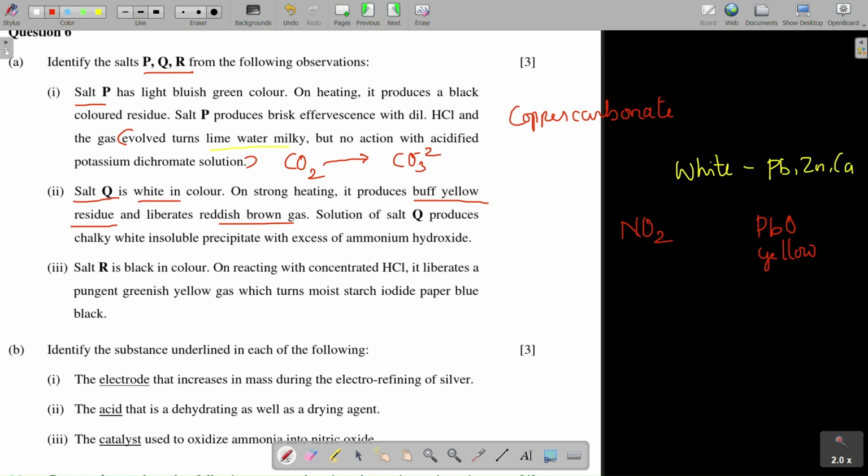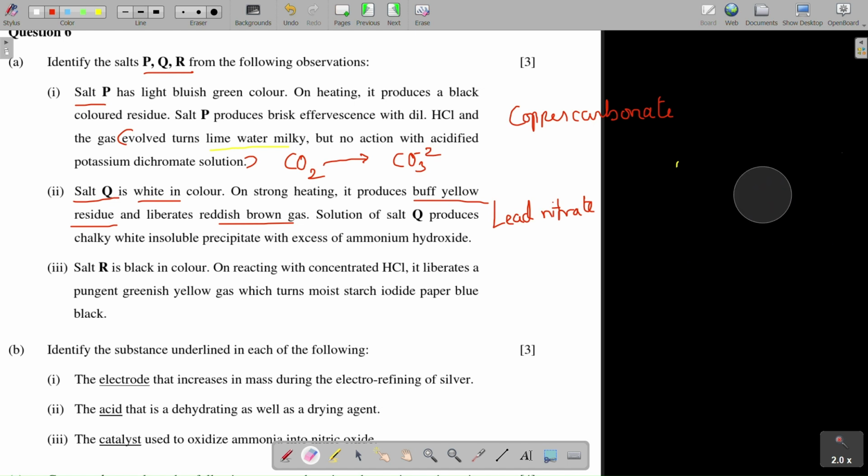So if it is giving NO2, the reddish brown gas, and also if you see here, salt Q produces a chalky white insoluble precipitate with excess ammonium hydroxide. Even in excess ammonia it is not soluble, so it should be lead only. So it should be lead nitrate. It cannot be zinc, because zinc will be soluble in excess ammonium hydroxide. So this is how we have to identify these things.